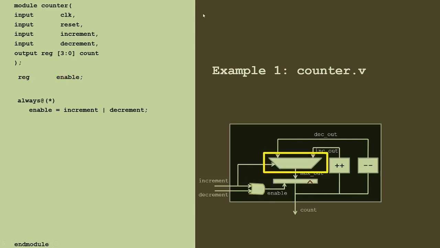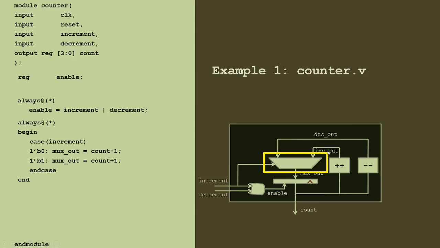Next, I want to code that mux. How do we write code for a mux? We write always @(*) and case endcase. So we write always @(*), case endcase. And if the select line is increment, if increment is 0, we want to decrement it. If it's 1, we want to increment it.